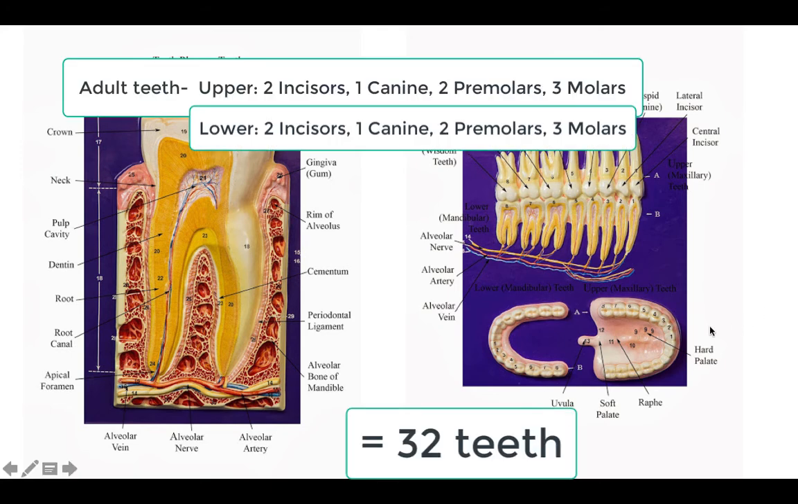As an adult, you actually have 32 teeth. So your dental formula would be 2 incisors, 1 canine, so that stays the same, but then you have 2 premolars and 3 molars, okay? And that's going to be the same for the top and the bottom. So that will give you a total of 32 teeth.